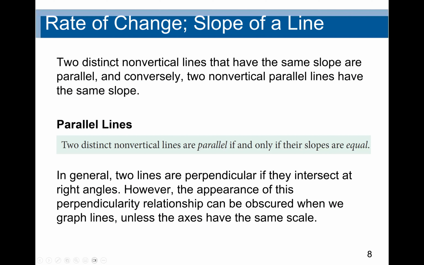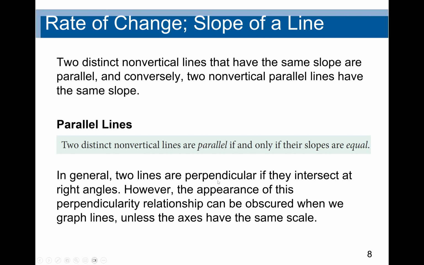Now, we can also say that if we have two distinct non-vertical lines that have the same slope, then they are parallel. So the definition means if we have two lines that are parallel, they have the same slope. Or if two lines have the same slope, they are parallel.